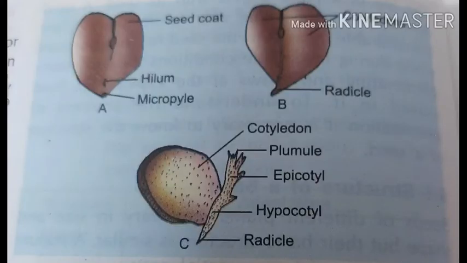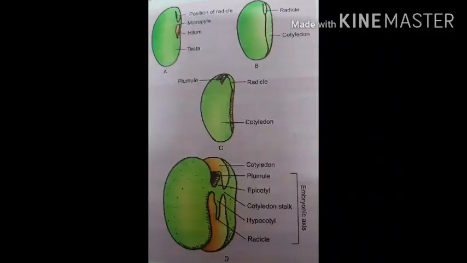In other seeds, the embryo absorbs the food reserve from the endosperm completely during its developmental stages. Thus, the endosperm disappears in mature seeds. The resultant seed is non-endospermic or exalbuminous. For example, pea, bean, and all the dicotyledonous seeds are non-endospermic or exalbuminous seeds.